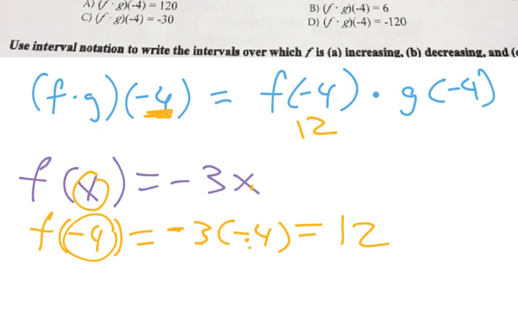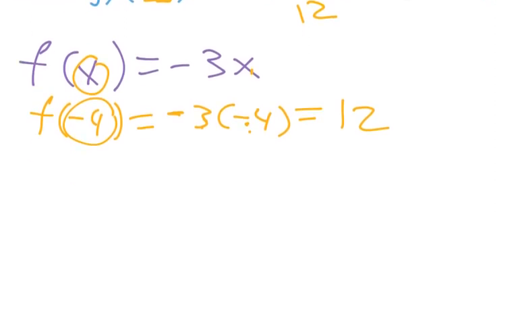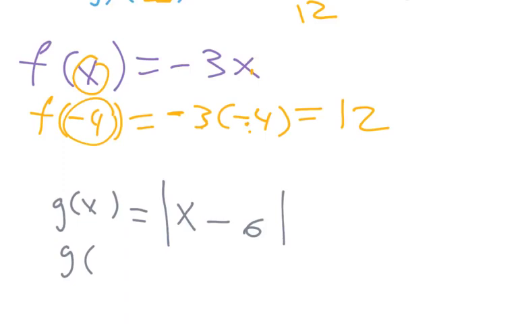Then can y'all explain to me how to do g of negative 4? G, and then in the brackets, negative 4 minus 6. So g of x is the absolute value of x minus 6. So for all the g ones they give you, we replace x. So what's negative 4 minus 6? It's negative 4 minus 6, which equals negative 10.